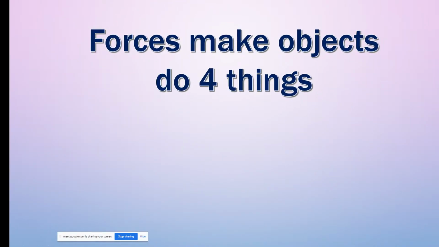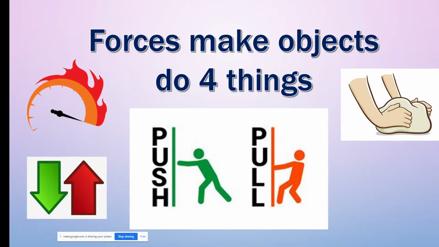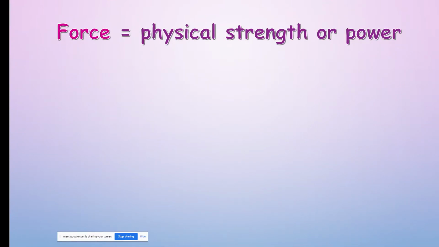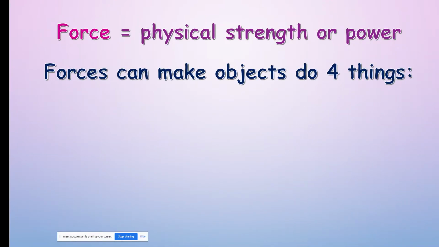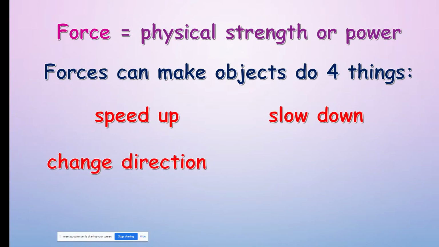Our topic for today is about forces make objects do 4 things. It means when we push something, when we pull something, something will happen to that object. Forces can make objects do 4 things. Force is a physical strength or power. Forces can make objects speed up, slow down, change direction, or change shape. Let us talk about them one by one.